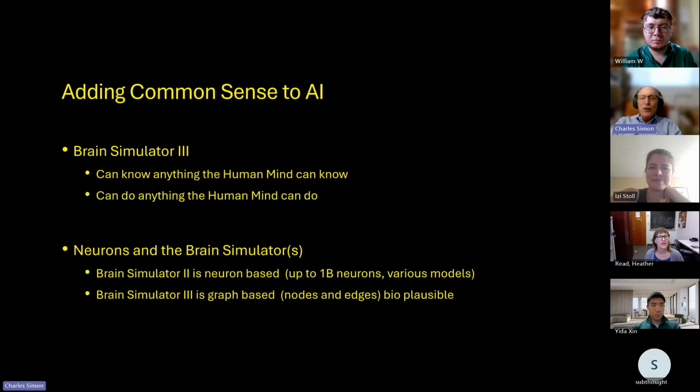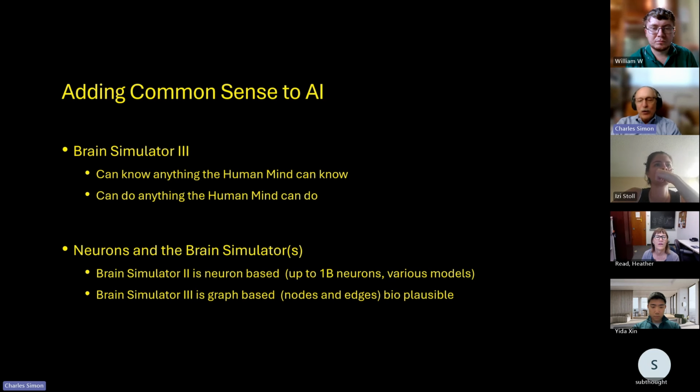So, what's the Brain Simulator 3, and how does it relate to the Brain Simulator 2? Brain Simulator 3 is the current software project, and its intent is to be able to know anything a human mind can know and to do anything a human mind can do. Now, I know this is a pretty tall order, so as we move forward, you'll be seeing how these are cut down into some smaller pieces.